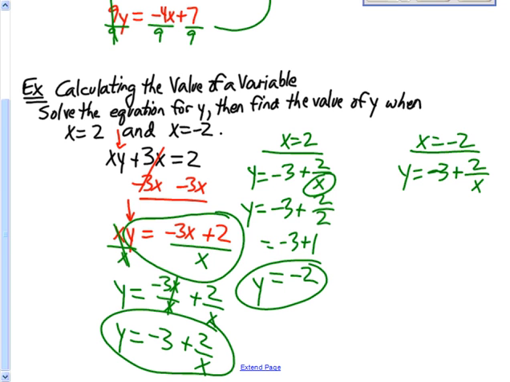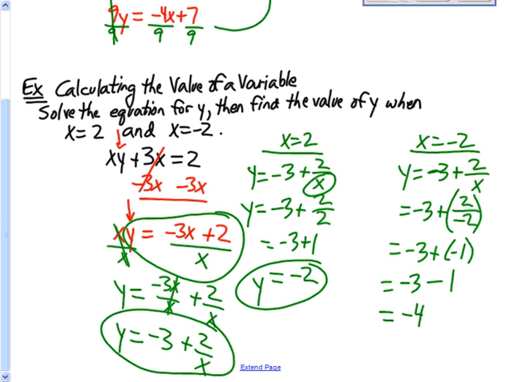So there's one answer. Now, what if x is negative 2 on the other hand? So negative 3 plus 2 over negative 2. Well, we know 2 over negative 2 is negative 1. Negative 3 plus a negative 1, negative 4, right? Some of you may just simplify a positive times a negative as a negative. So y is negative 4.